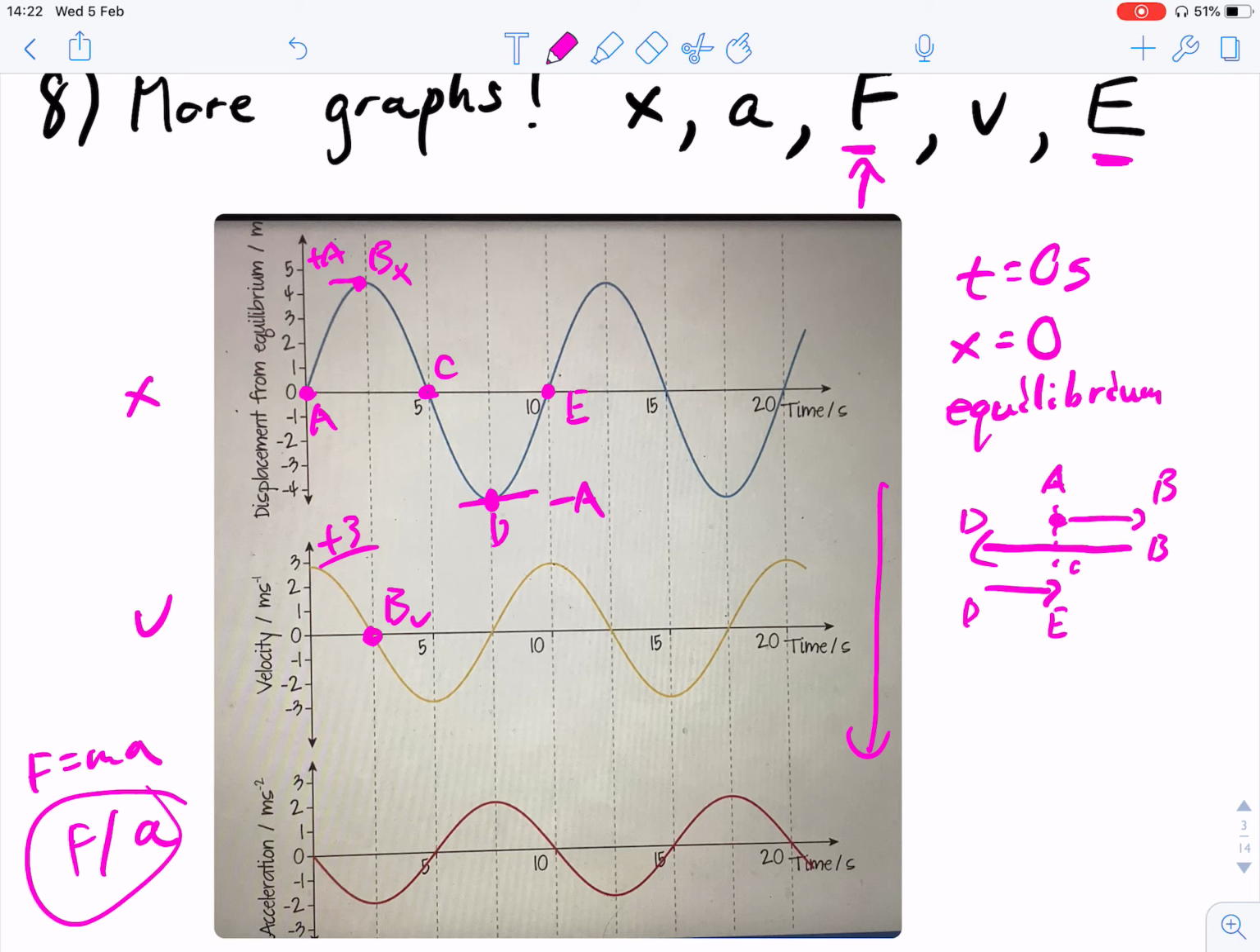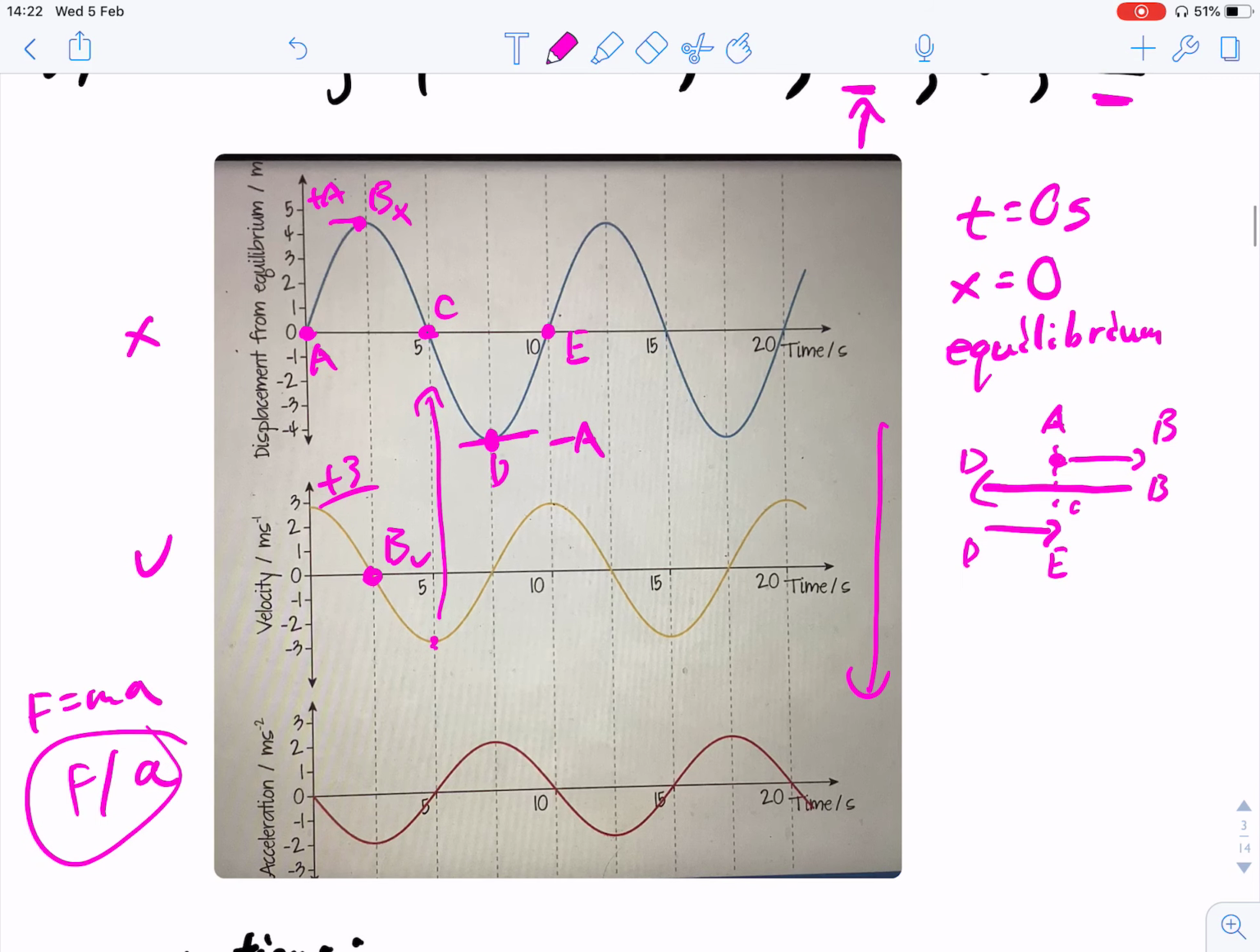Okay, and as it falls back through, it's cutting back through equilibrium. If we look back up there, that's correct. Okay, so that's what's going on with our velocity graphs.